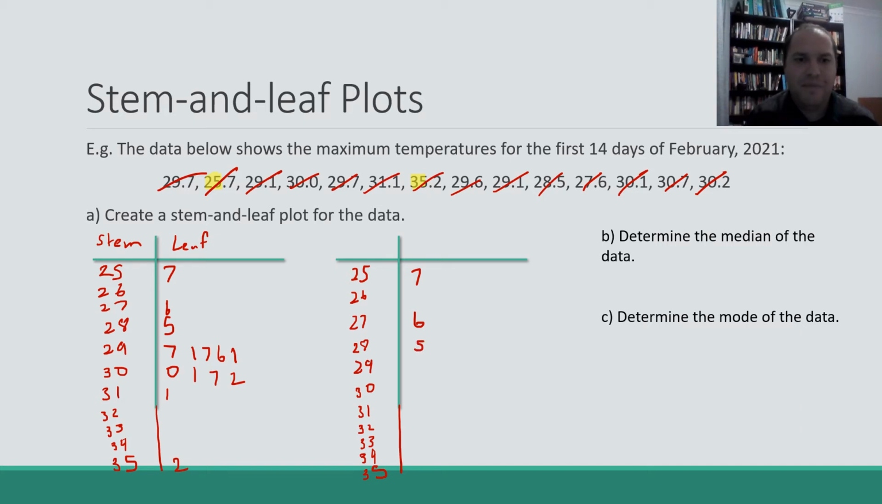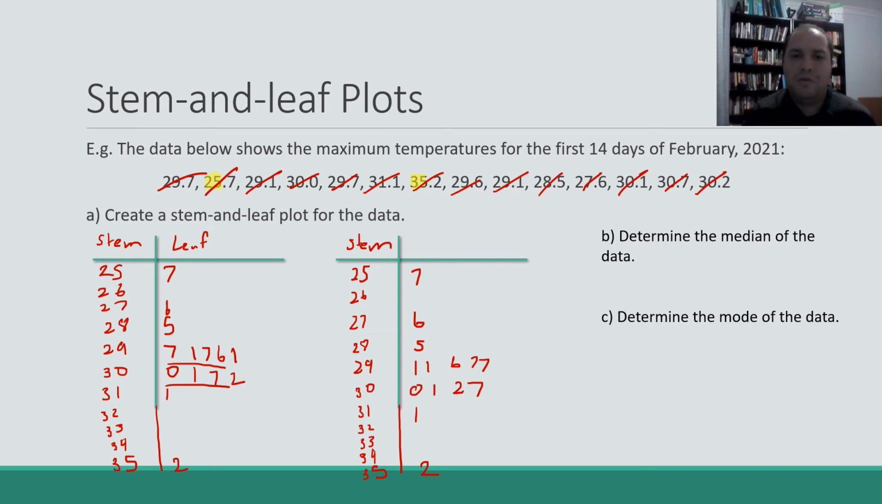Now this next set, I'll need to order from smallest to biggest. So I've got 2 1s, a 6, and 2 7s. In the 30 row, that'll be 0, 1, 2, 7. 31 has a 1, 35 has a 2. And there's my stem and leaf plot for my data.